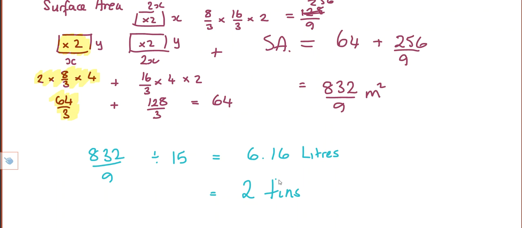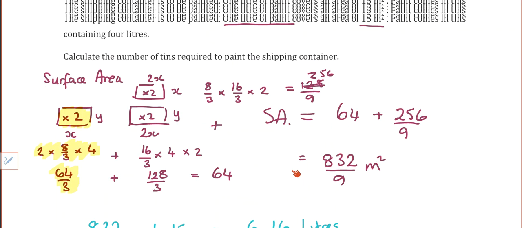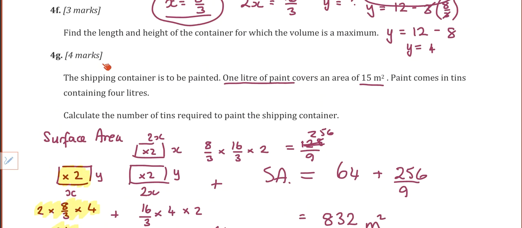So what if you just put 6.16 litres? You wouldn't get the full amount. No, because the question is how many tins. You'd get some, you'd probably, by that stage, get 3 out of the 4. Yeah.